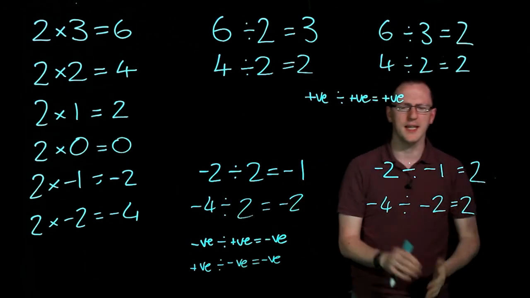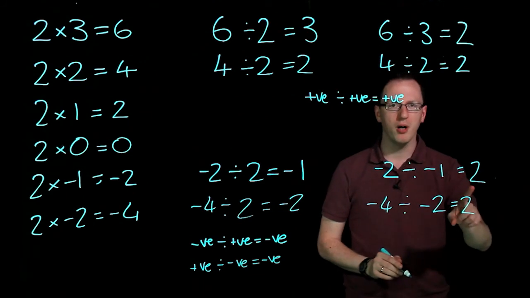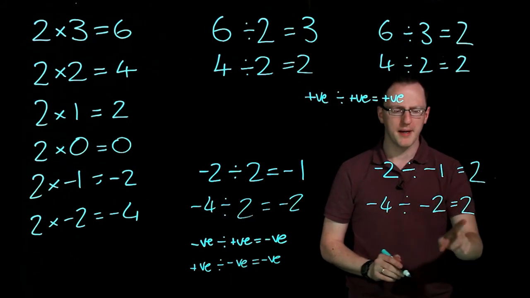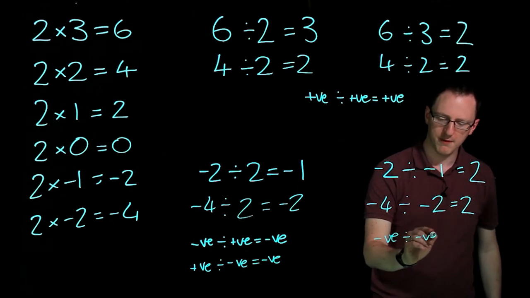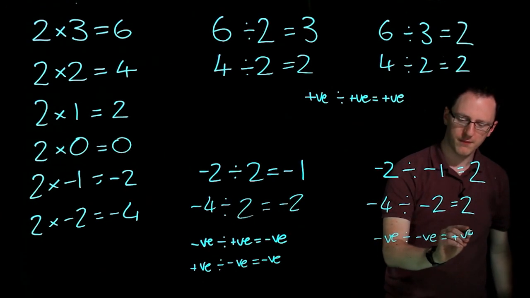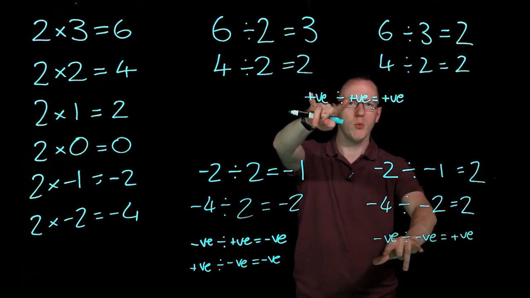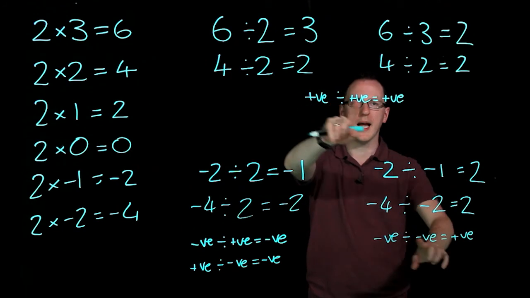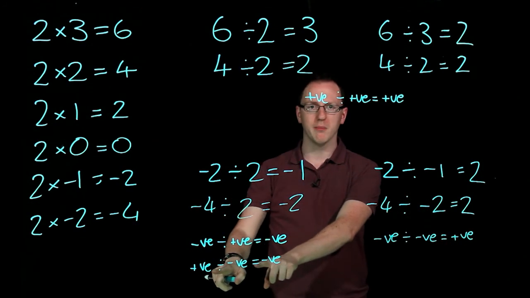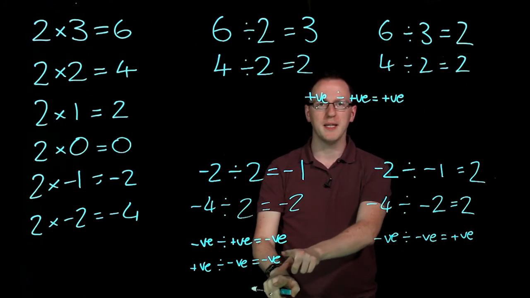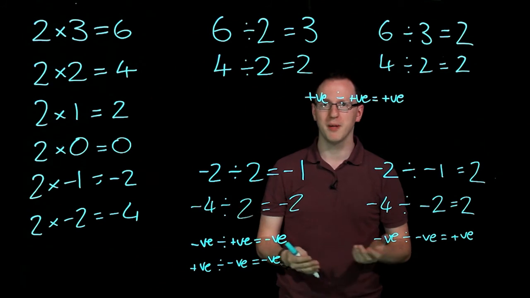Okay, which leaves me with these. I have a negative number divided by a negative number, and I get an answer of a positive number. Negative divided by negative equals positive. You might have heard it said before that when the signs are the same, when we're multiplying or dividing, the answer is going to be positive. And when the signs are different, when we're multiplying and dividing, then the answer is going to be negative. And hopefully this is some way to helping you be convinced of that.